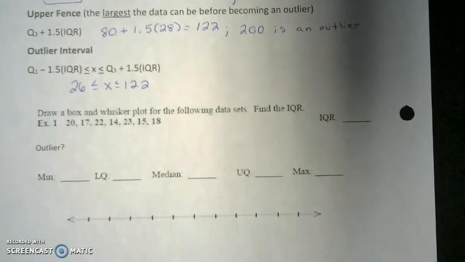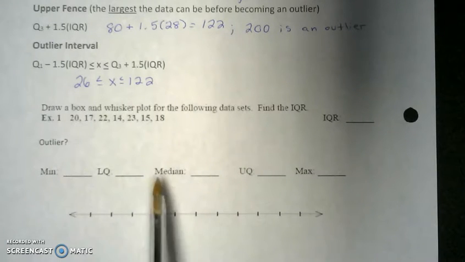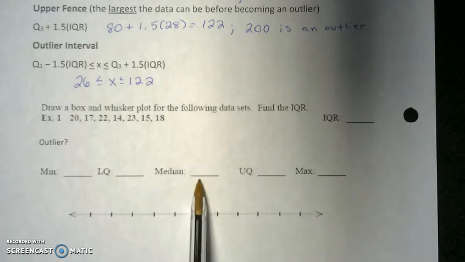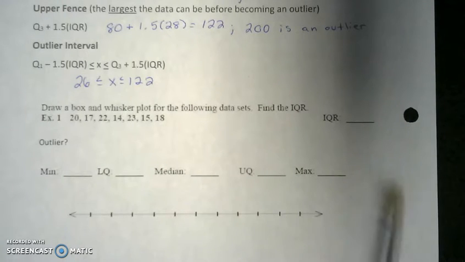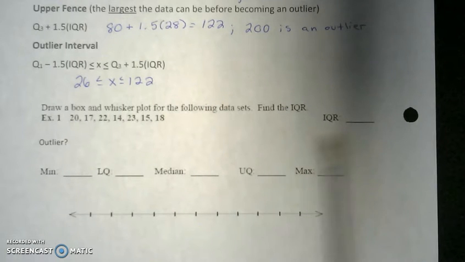So go ahead, and on the next example, I want you to find the min, the Q1, median, Q3, max. See if there are any outliers. And to do that, you have to find the IQR. So don't do the number line first. We'll come back to it.